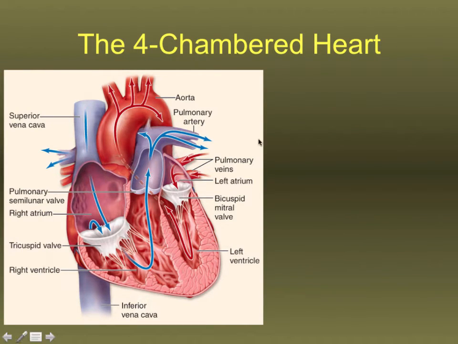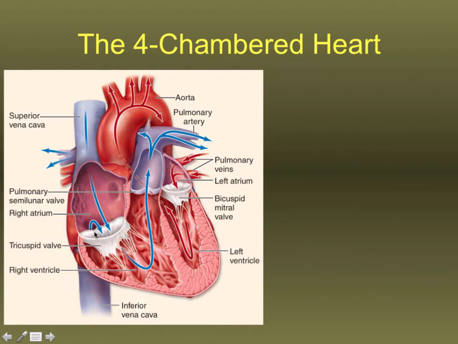We have blood coming into the heart through the superior and inferior vena cava. These two are the largest veins in our body. This one up here drains more or less the upper half of the body. Everything above the heart drains into the superior vena cava. And everything more or less below the level of the heart drains through the inferior vena cava.